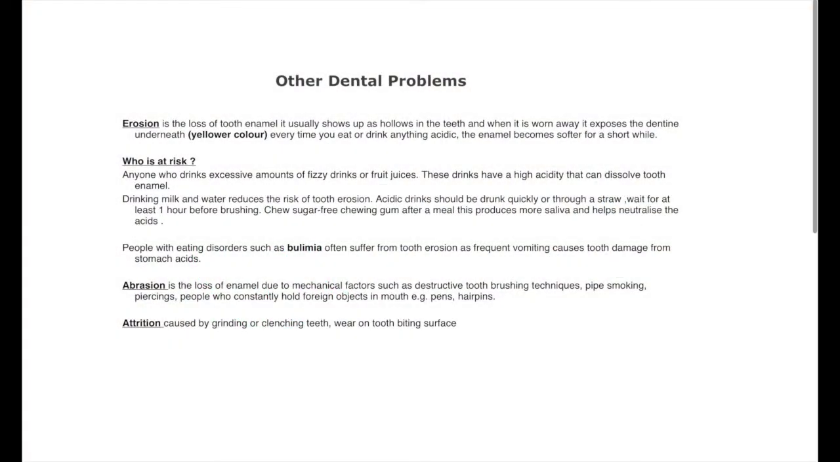We need to consider other dental problems as well. The first one is erosion. This is the loss of tooth enamel. It usually shows up as hollows in the teeth, and when enamel is worn away, it exposes the dentine. This is a yellowish colour, and every time you eat or drink anything acidic, the enamel becomes softer for a short while and is prone to be worn away.